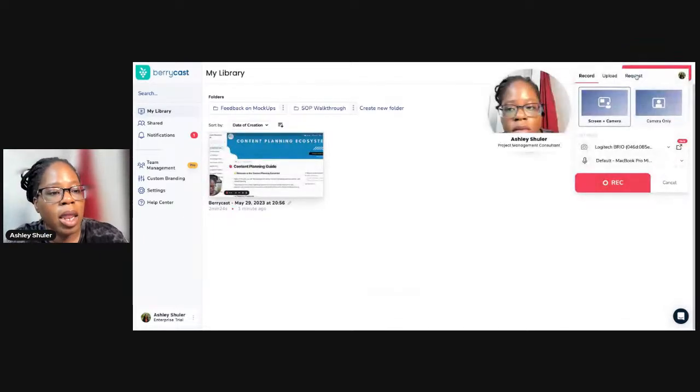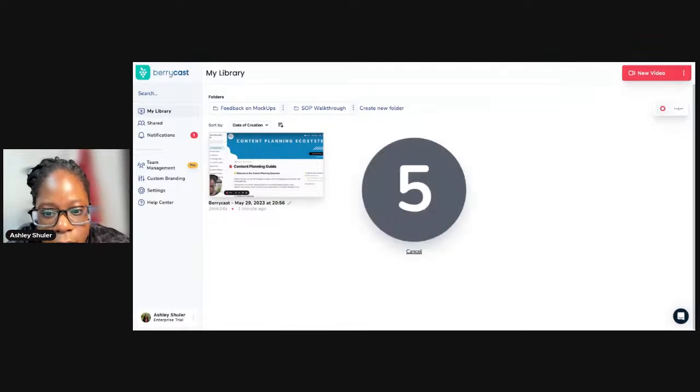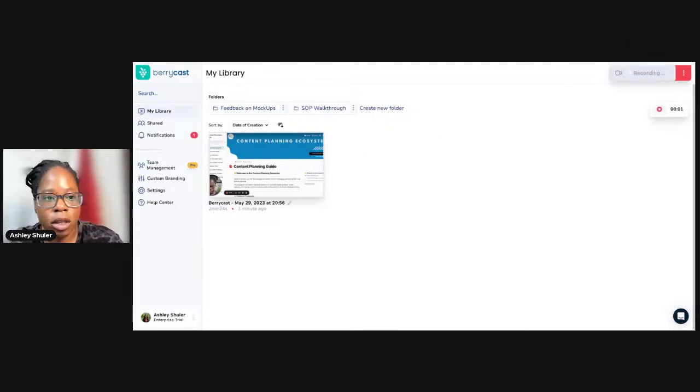Hold on. I'm gonna go with camera only. No, I'm gonna go with detach from browser. And I'm just gonna record like so. This whole thing right here. The Berrycast right here. So it's going to record it. Y'all see this right here? It's just going to record me. So we're just going to let the thing play.